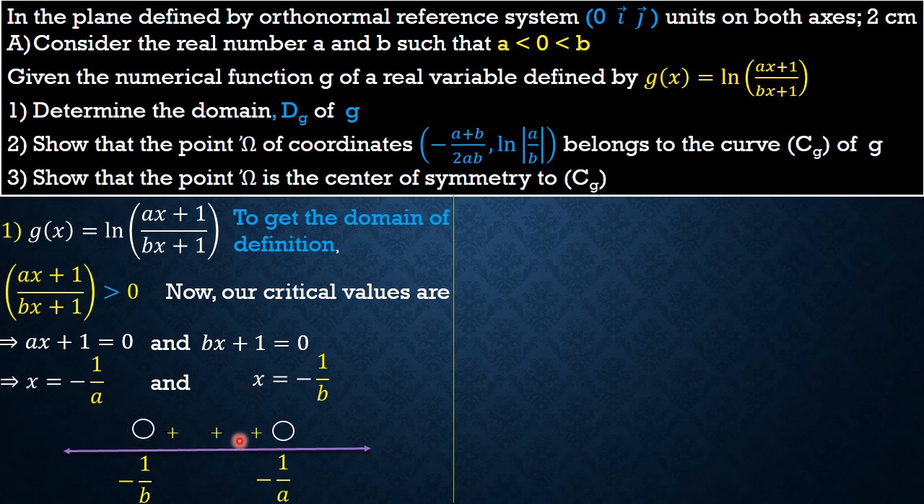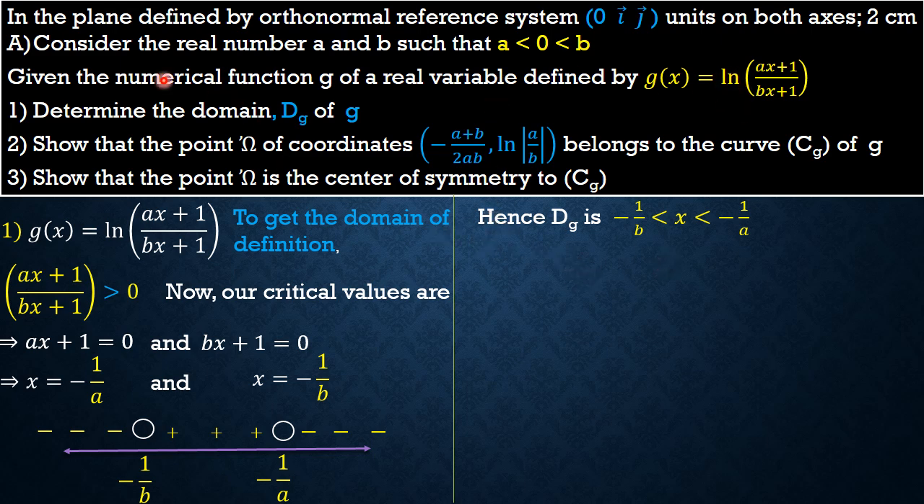If here is positive, this way must be negative, and this way as well must be negative, since the signs must always alternate. The region we are interested in is the one that has given us positive signs, namely between negative 1 over b and negative 1 over a. That implies our domain is negative 1 over b less than x less than negative 1 over a. So this is the domain of definition of our function g of x. That's the answer for the first part.